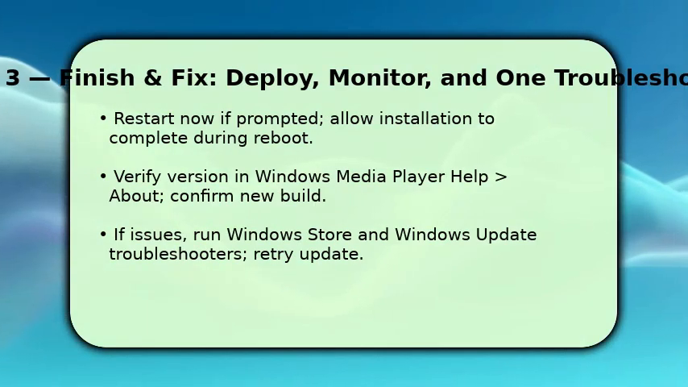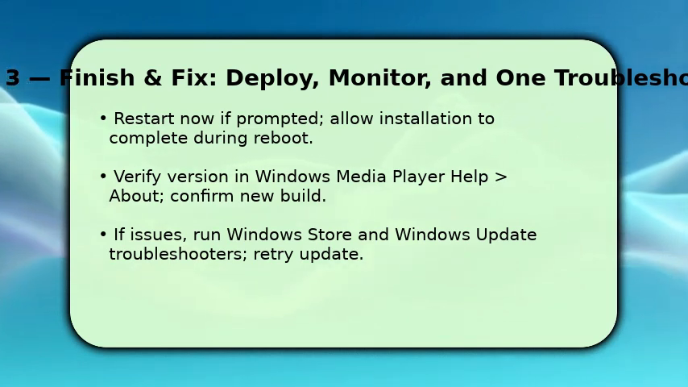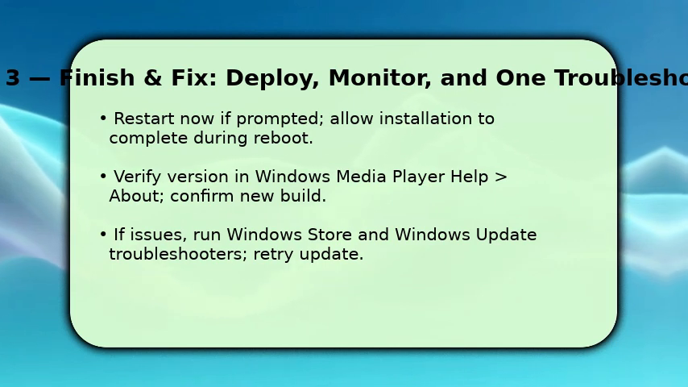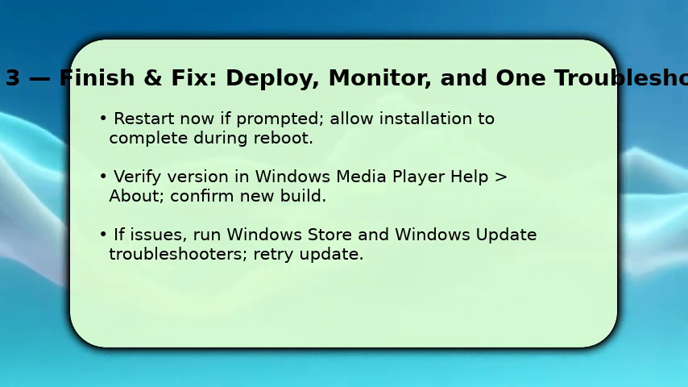Finish by restarting when prompted. Many updates apply only at reboot, so don't skip it. After the system comes back, open Windows Media Player and check Help or About to confirm the version change.